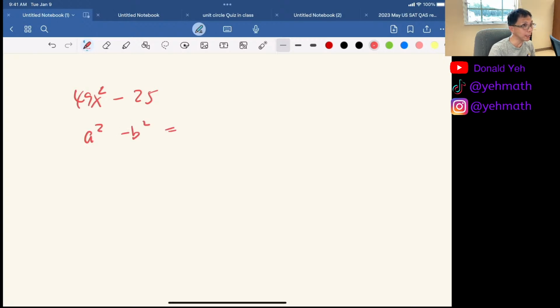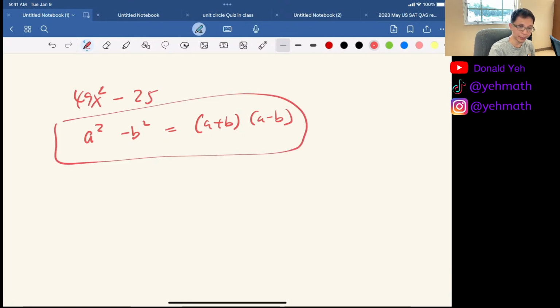Okay, so this is called a difference of squares: A plus B times A minus B. One thing about this is very important SAT stuff. You're going to see it on the SAT a lot. It's A squared minus B squared equals A plus B times A minus B.